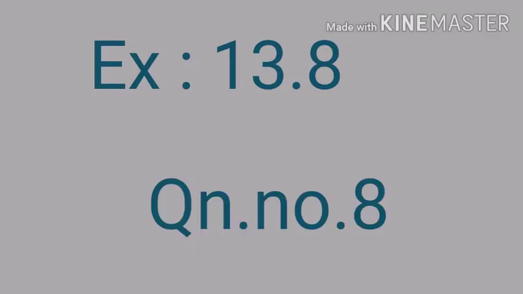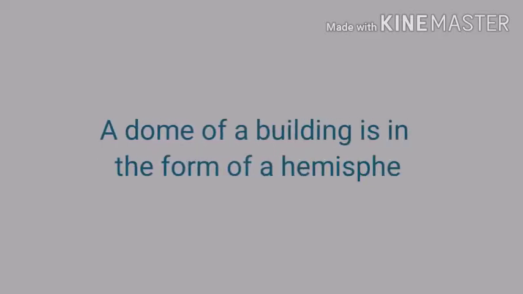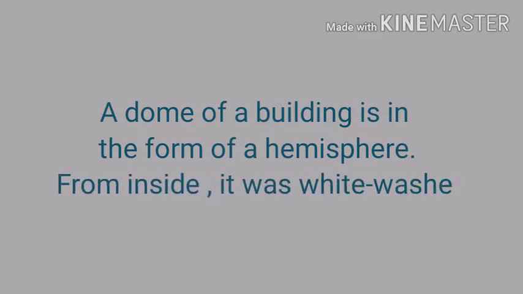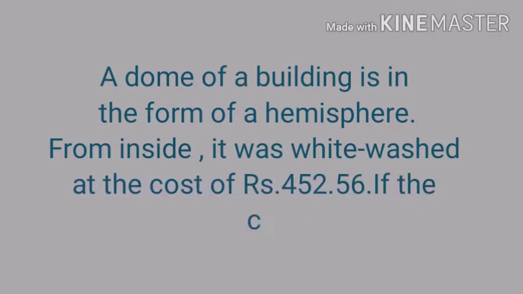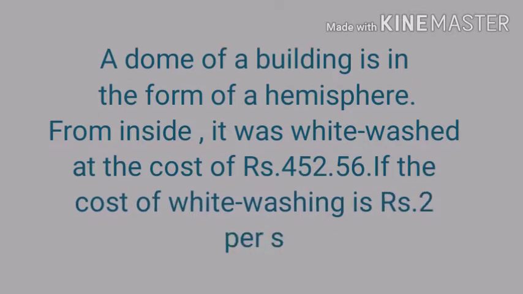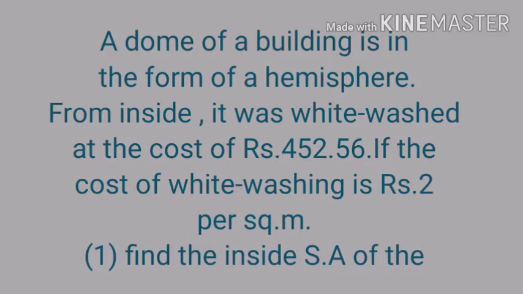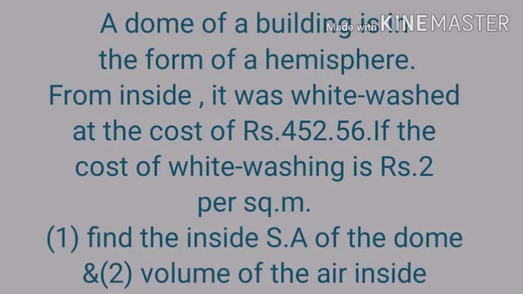Exercise 13.8, question number 8. A dome of a building is in the form of a hemisphere. From inside, it was whitewashed at the cost of rupees 452.56. If the cost of whitewashing is rupees 2 per square meter, find the inside surface area of the dome and find the volume of the air inside the dome.